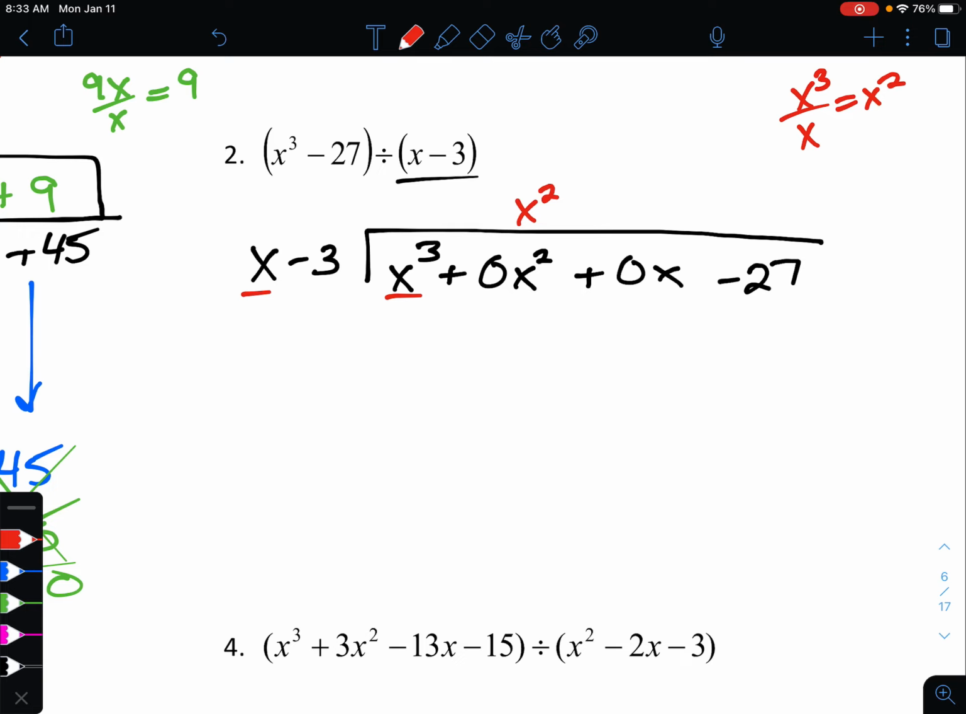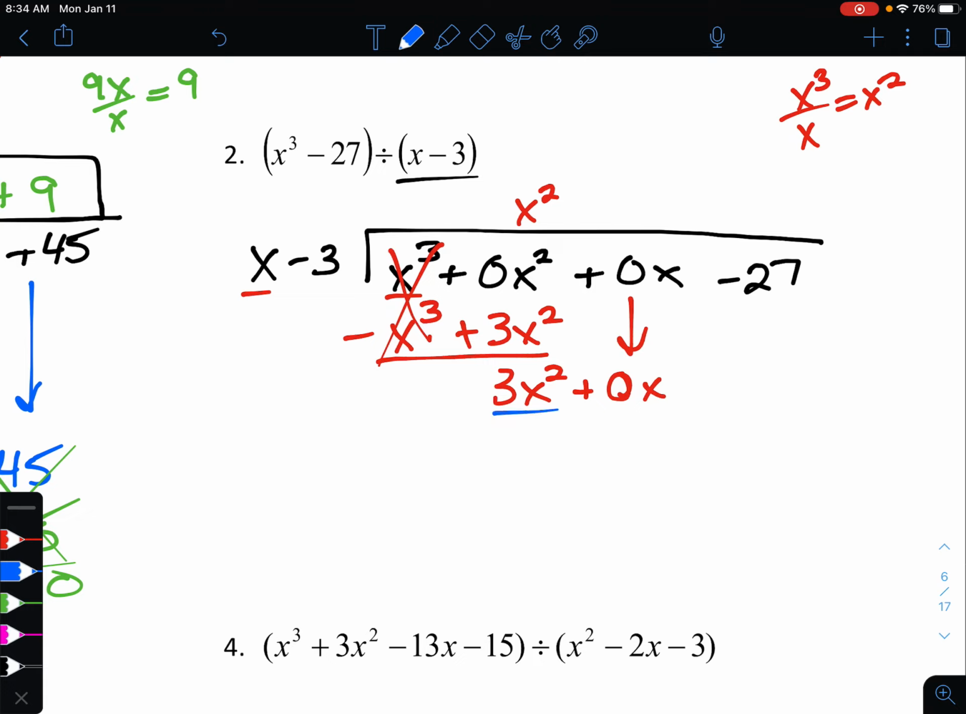Go ahead and distribute that. So that would be x cubed minus 3x squared. We are subtracting, so remember to make your x cubed negative. Minus a negative means that the 3x squared is going to be positive. So when you're subtracting, really what you're going to do is change the sign of both of your terms. Then x cubed minus x cubed is 0, and 0 plus 3 is 3x squared. And then we'll bring down our next term. Even if it's a 0, we still bring it down.